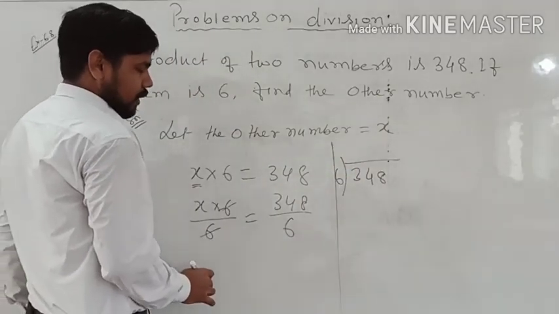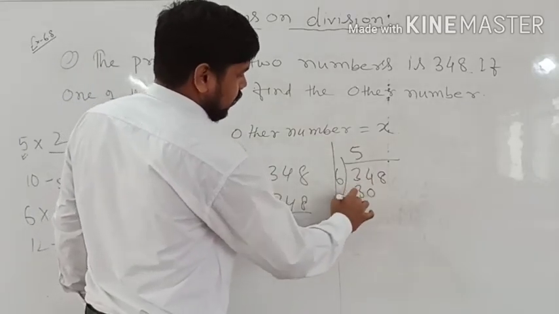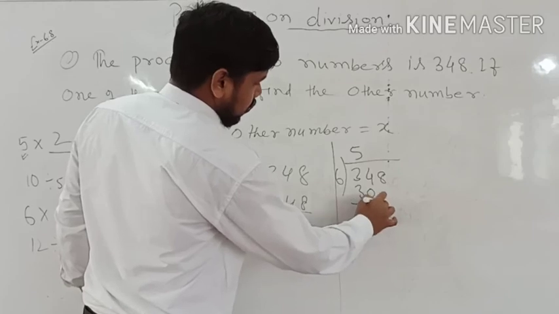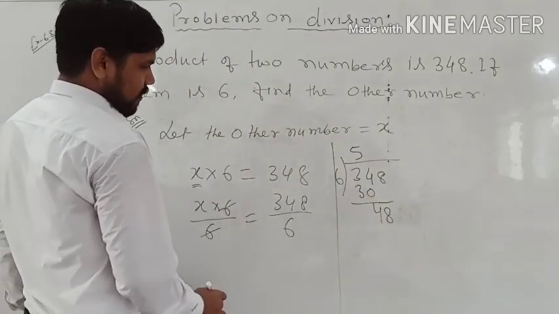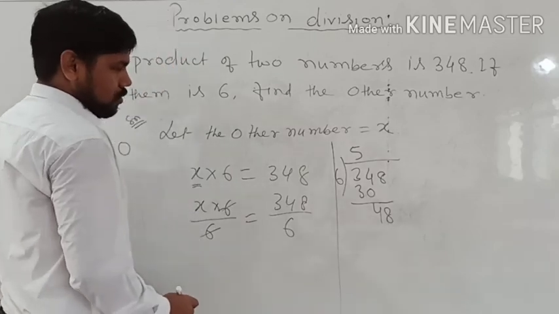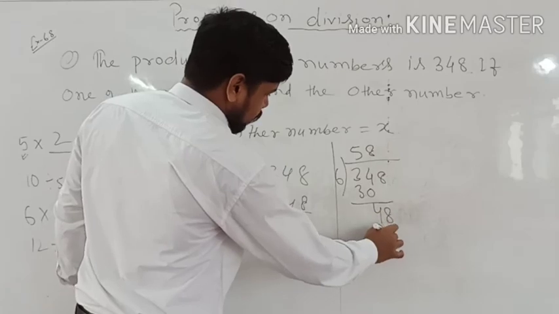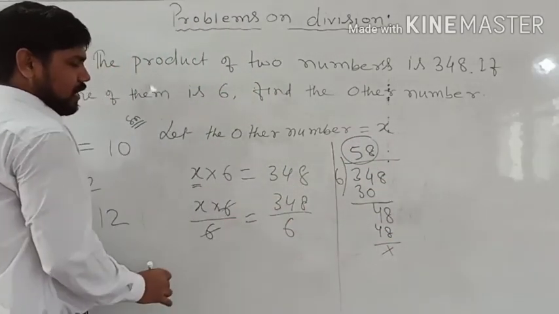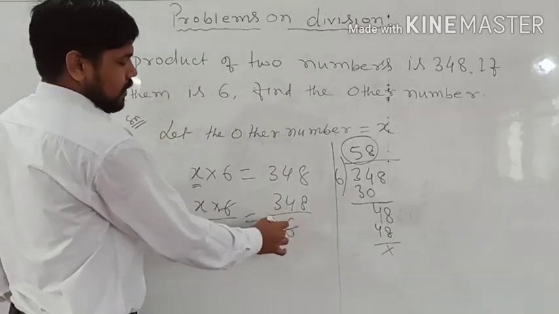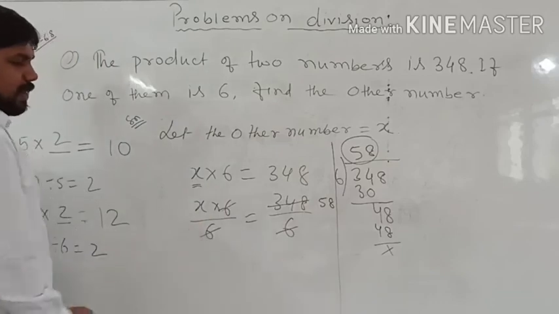5 6s are 30, 6 6s are 36. So 5 6s are 30, 4 48. Okay, so 6 7s are 42, 6 8s are 48. So 6 8s are 48. So here 58 times 6 is equal to 348. That means ये जो कैंसिल होगा ये 58 टाइम्स में होगा. तो इस तरह से आप कैंसिल आउट कर सकते हो.